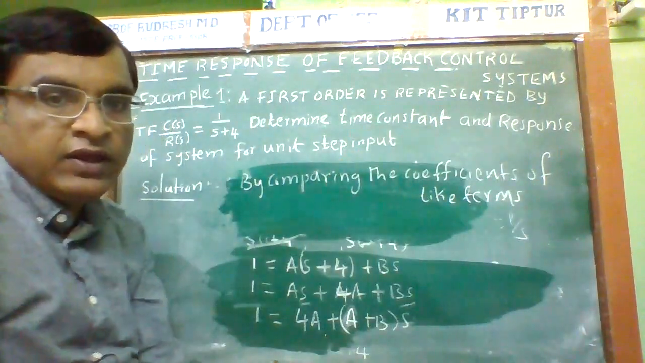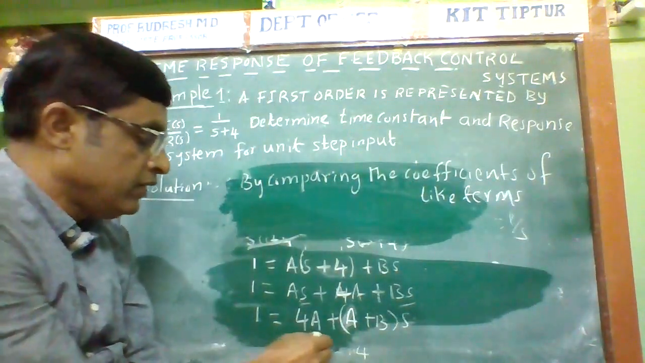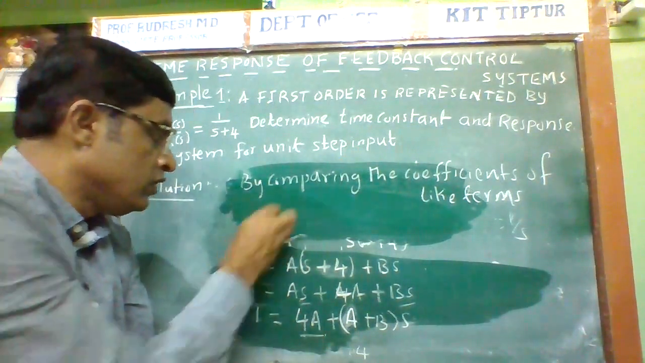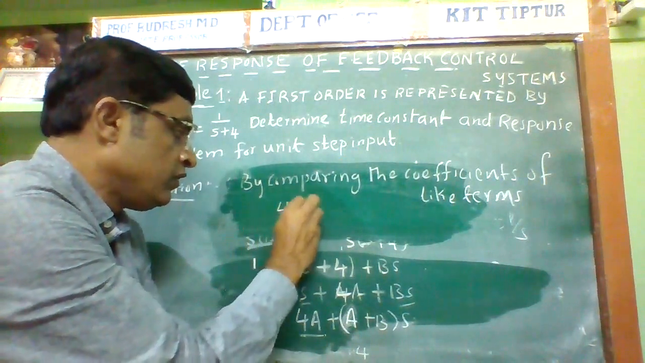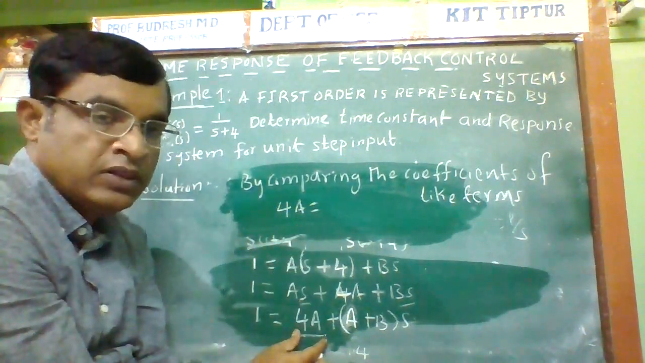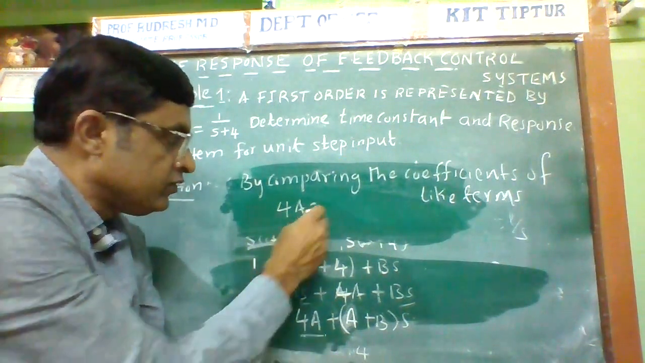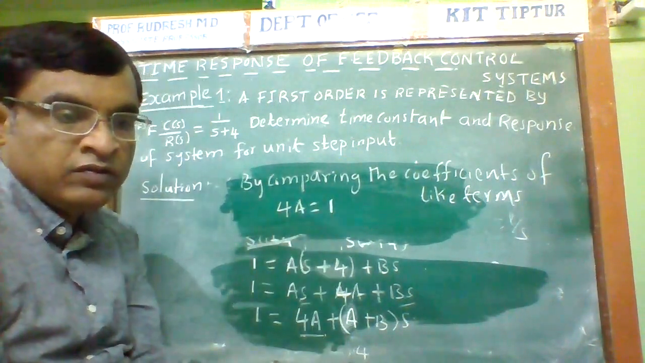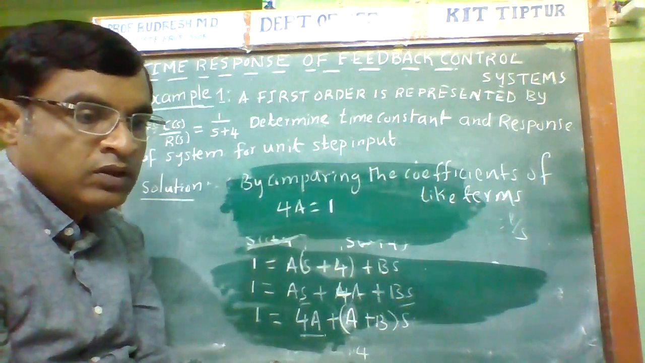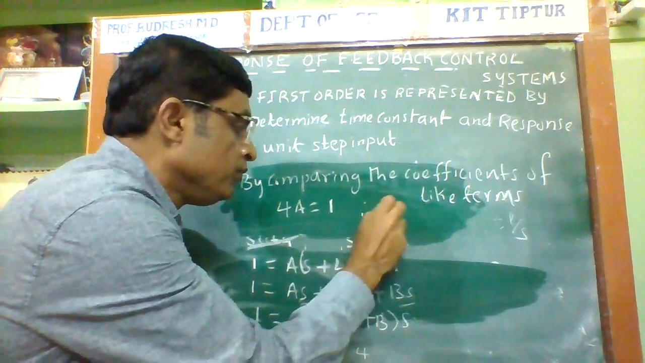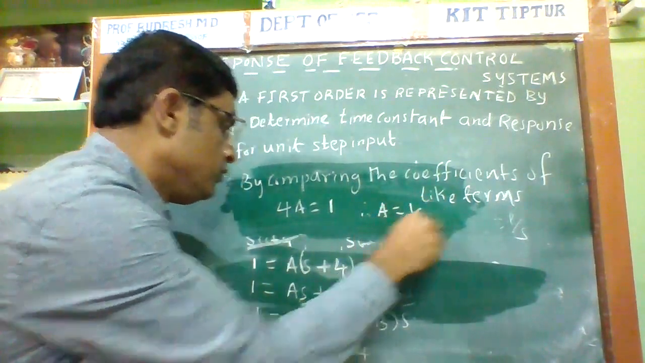I want to find the A and B. Comparing the coefficient of like terms, this is the constant. So 4A is equal to, if I compare the left hand side constant with the right hand side constant, 4A is equal to 1. Therefore A is equal to 1 by 4.